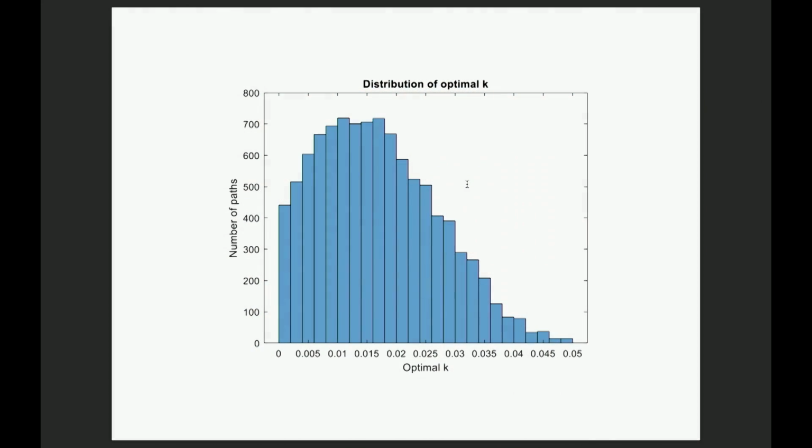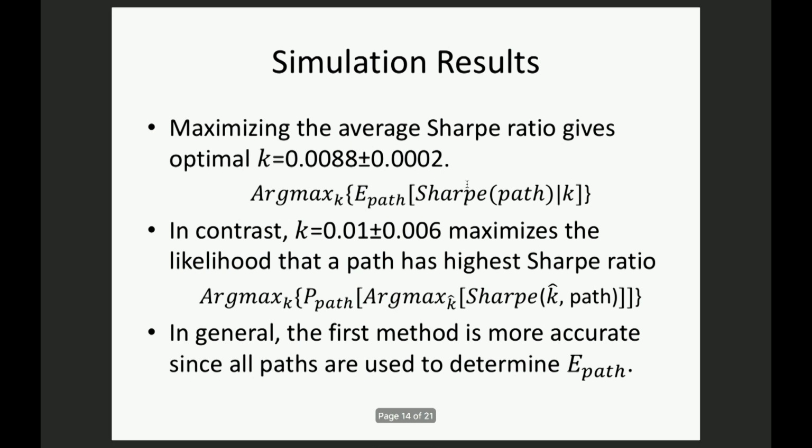Here is a picture of that. So you can plot for each optimal K, you count how many of the paths has the highest Sharpe ratio, and then you just pick the mode of this distribution to locate the K that most often gives you the best Sharpe ratio for most realizations. Okay, so that's the second method, and with that you get a slightly different K, 0.01 instead of 0.0088.